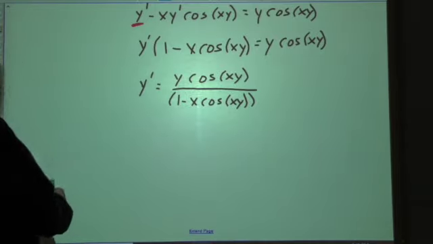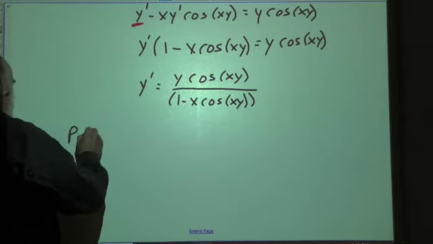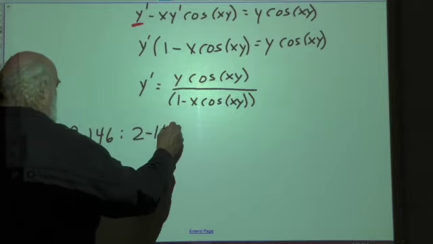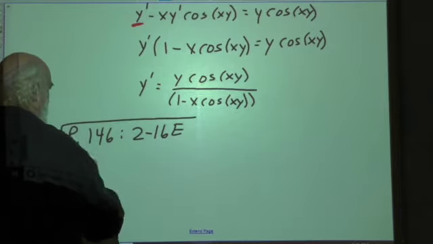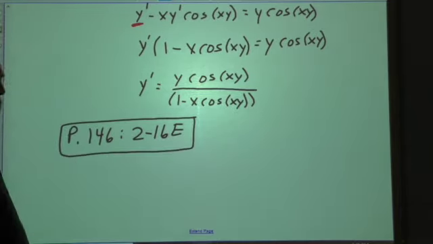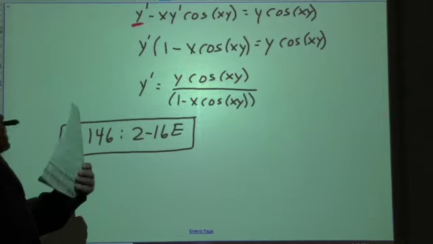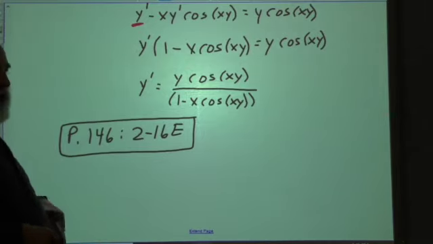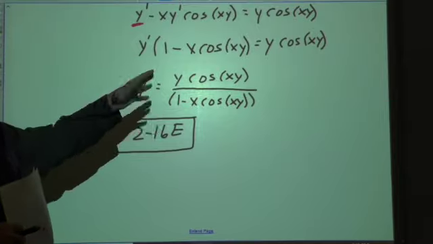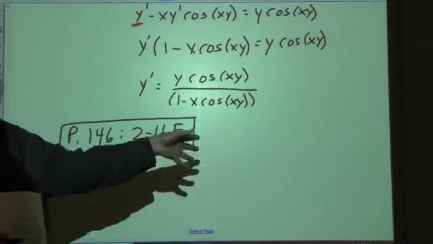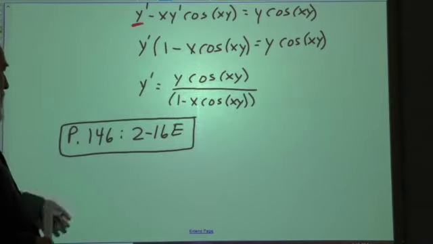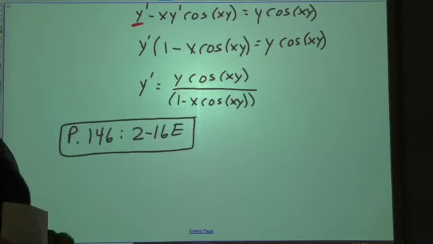Your assignment: page 146, problems 2 through 16E. Go slowly through it. Make sure you're able to separate things in your mind as you write it down on your paper. Okay? You try to skip steps like I kind of did a couple times there. Do it when you're comfortable doing it. Don't do it until you're 100% sure you know what's going on. All right? There's your practice problems. Good luck.